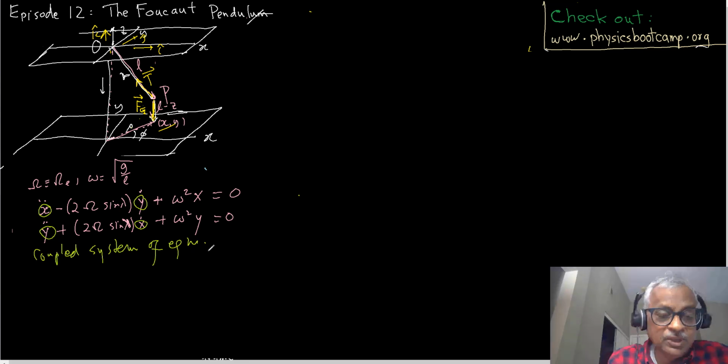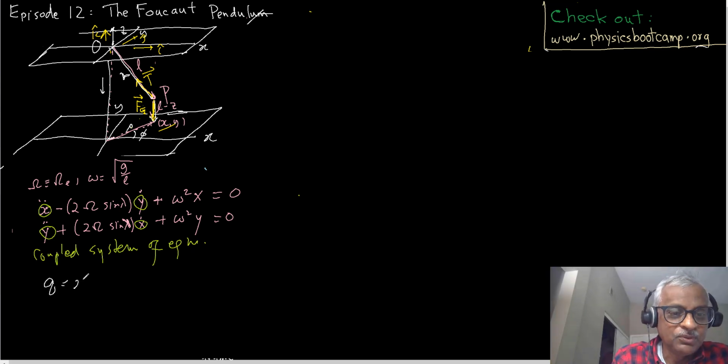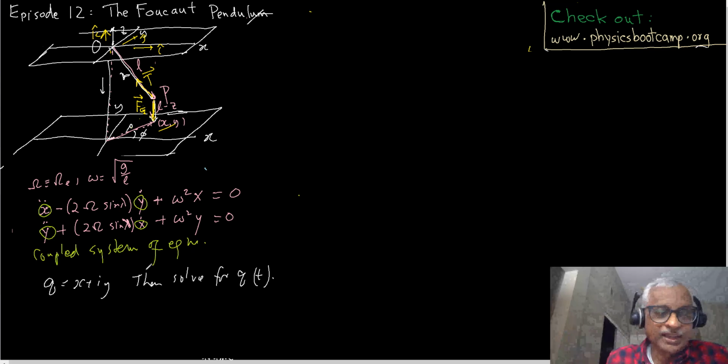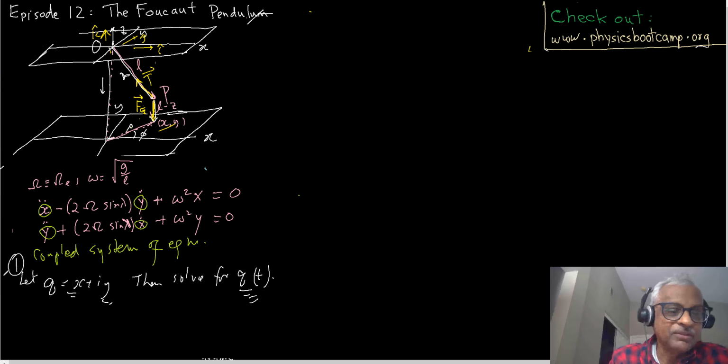Okay, so one way to solve this problem is to introduce a complex variable, say q equals x plus iy. Then solve for q, and from there you can extract x and y. The real part of q will be x, the imaginary part of q will be y. So this is one way.